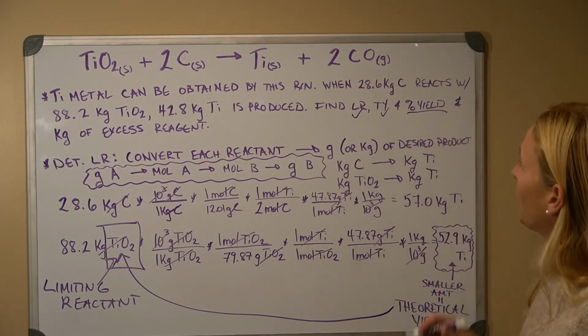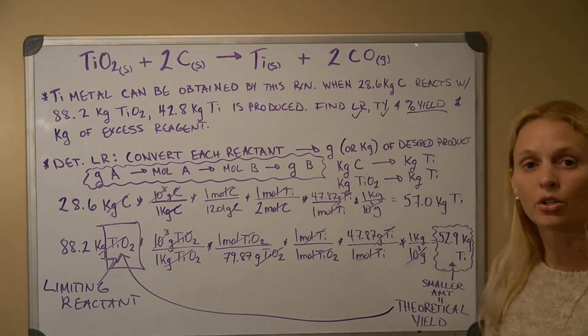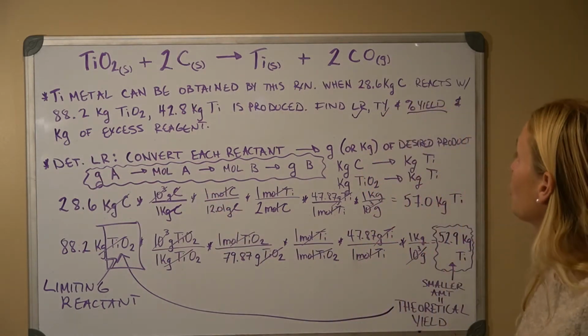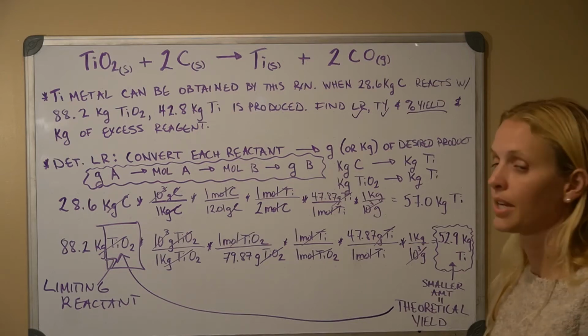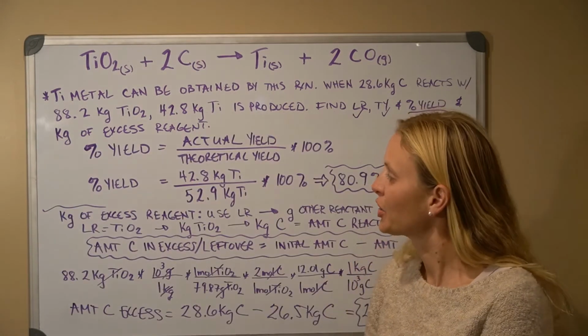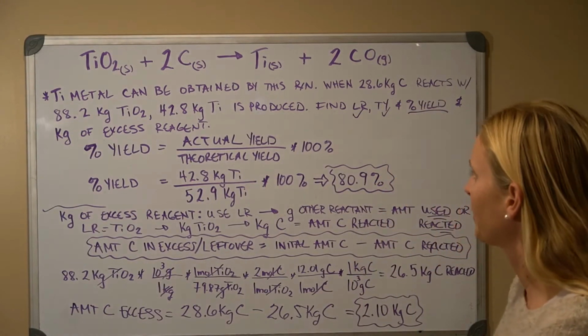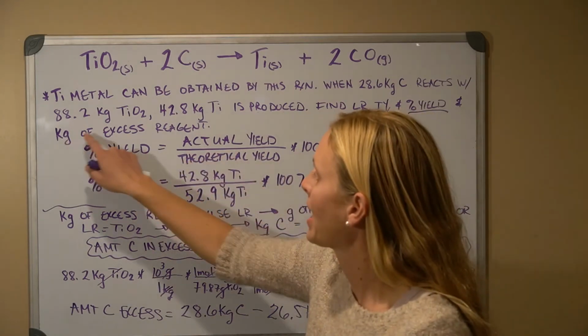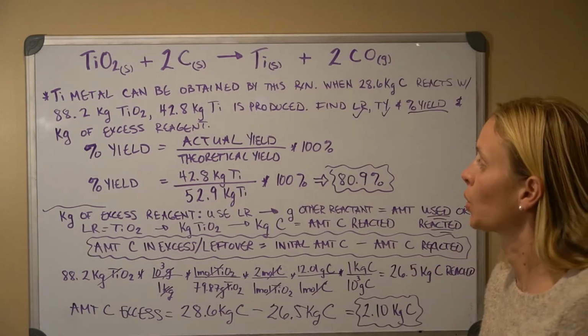And so next we're going to figure out the percent yield, and then finally the kilograms of excess reactant. So we'll do those two calculations next. Okay, so now we're trying to figure out the percent yield and the mass of excess reagent or reactant.